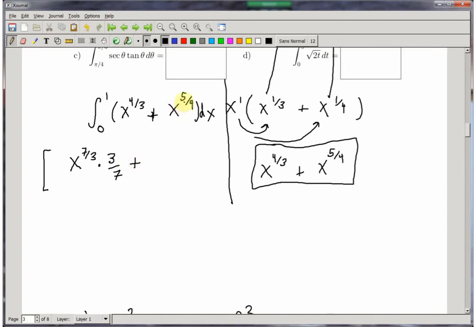And I do something similar here. Now I add 1 to the exponent. So this is a 4. I'm sorry, my handwriting is so bad. It should be 4.